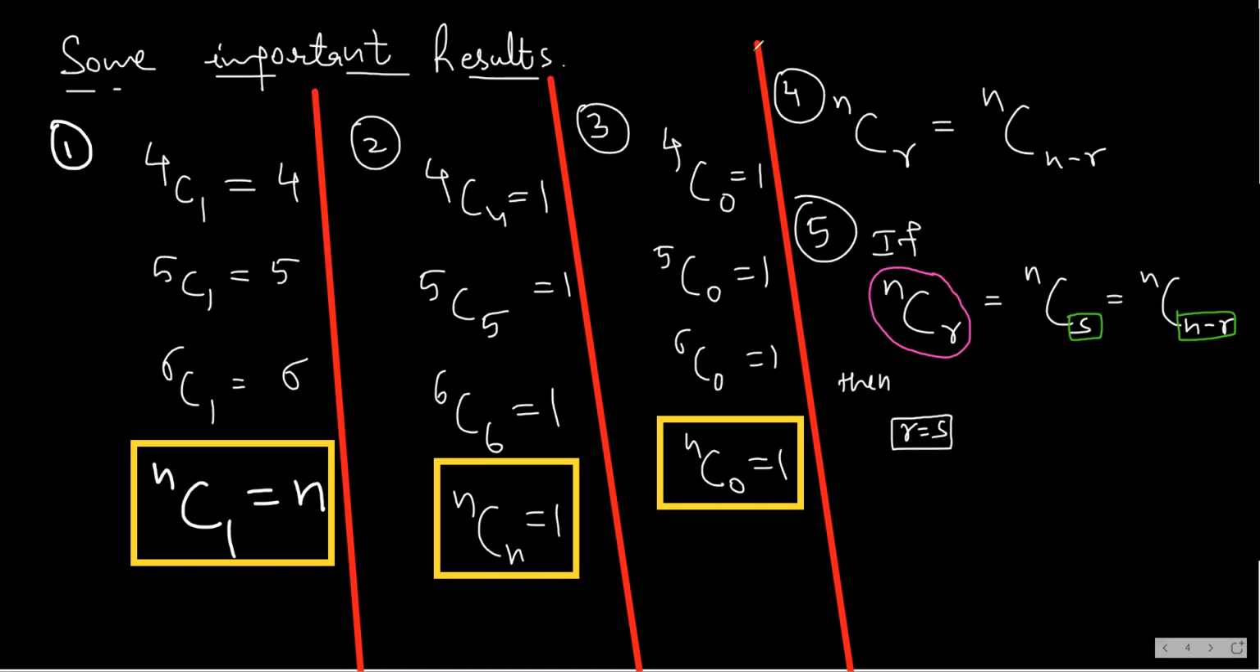So there are two possibilities. If nCr is equal to nCs, then the first one is r is equal to s, and the second one is n minus r is equal to s. There are two possibilities. First is r is equal to s, and the second one is n minus r is equal to s. I hope you all followed this. Please copy.